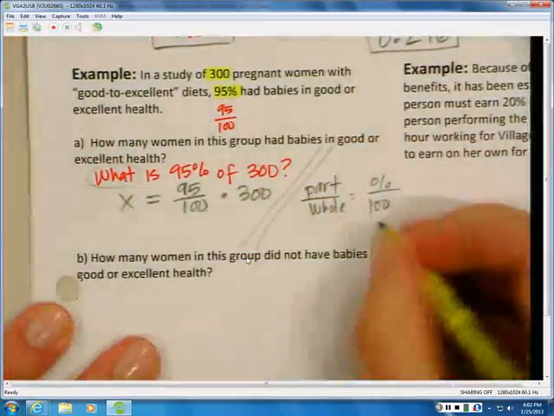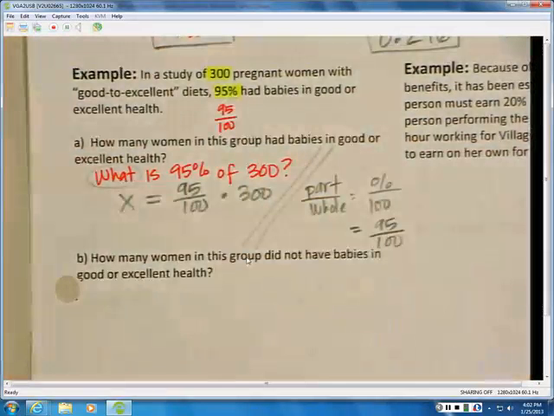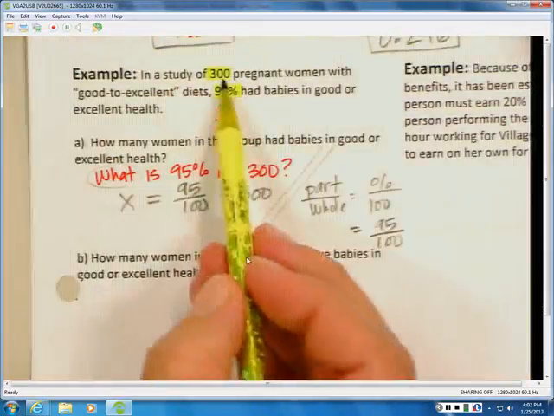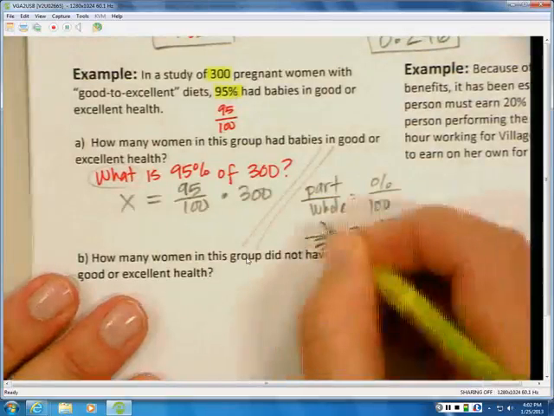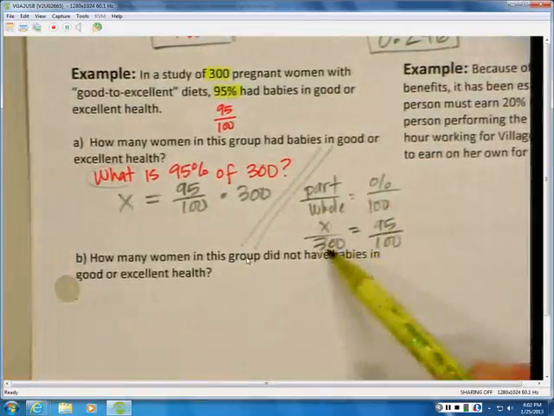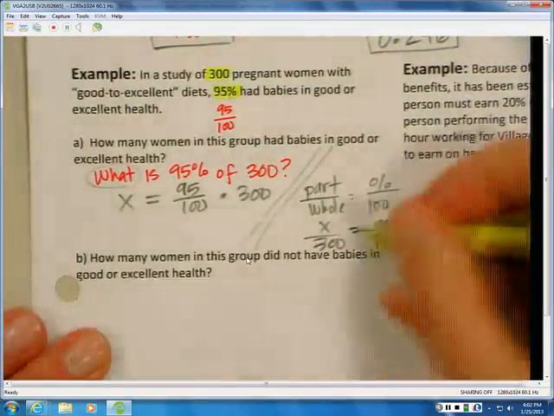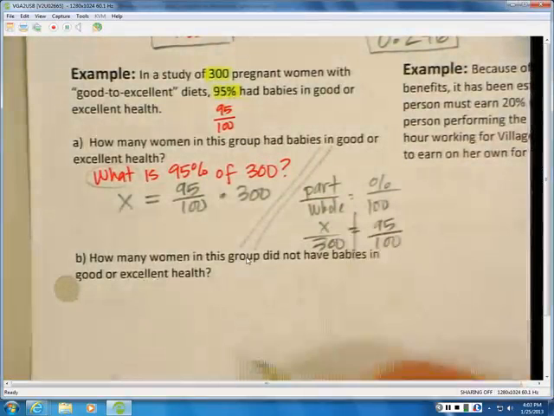So this is going to be 95 out of 100. Then we look at that second number and say, okay, 300, is that the part or the whole? Well, that's the whole. Which means x would be the part that we're trying to find, the number of women out of 300 that had healthy babies. With the proportion, I would multiply both sides by 300 and simplify the right side. Again, I'm not going to do it because that's not a good use of time, in my opinion. You can do that.